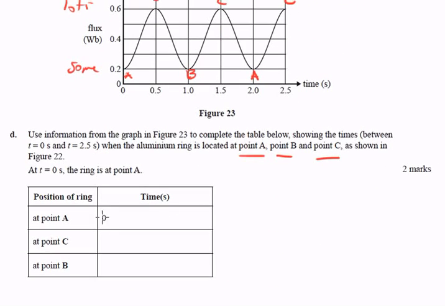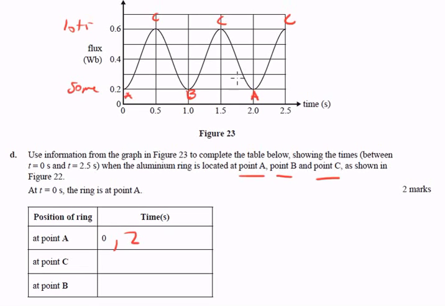So when is it at point A? We've got it at point A as 0 and 2 seconds. We've got it at point C as 0.5, 1.5, and 2.5. And we've got it at point B only at 1 second.